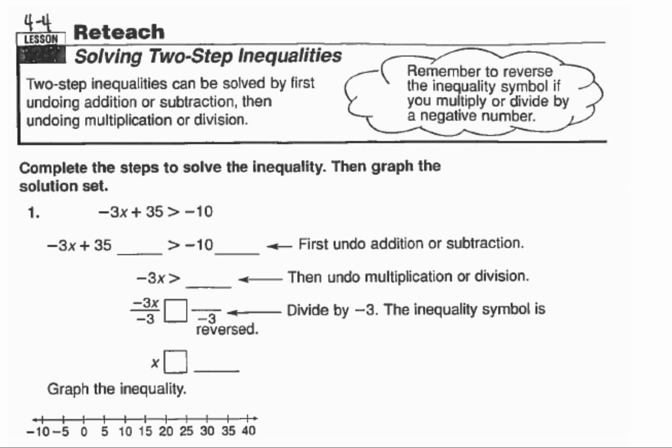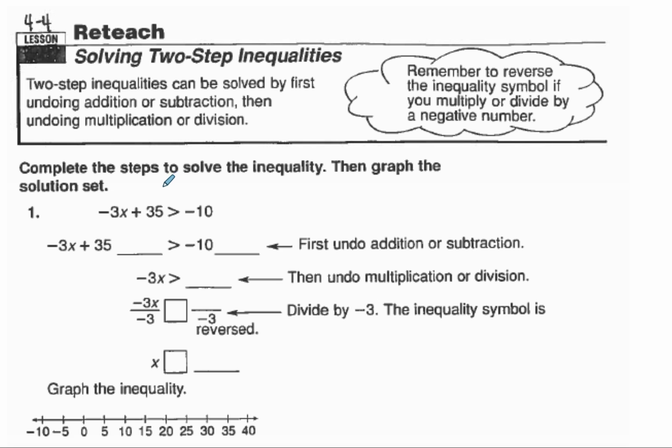All right, so we're just going to start by practicing some more two-step inequalities. Remember, two-step inequalities can be solved the same way that you do for two-step equations. You first undo addition or subtraction, and then you undo multiplication or division. And remember, we have to reverse the inequality symbol if we multiply or divide by a negative number. Here it says complete the steps to solve the inequality and then graph the solution set.